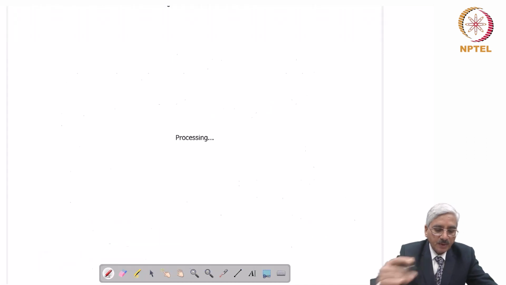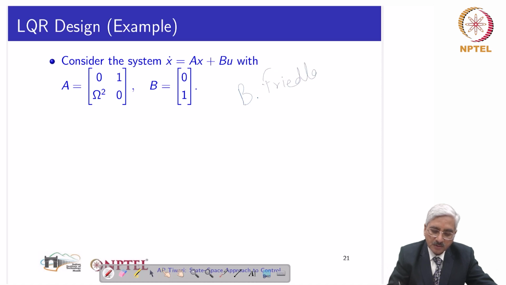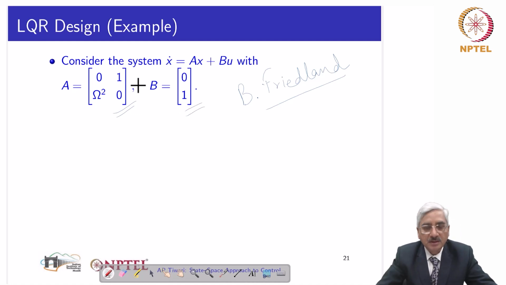So we take an example which is a second order system. I have taken it from the book by B. Friedland. I have given this reference earlier also. So this example comes from the book authored by Bernard Friedland. It is a second order system which is in controllable canonical form. Of course, it is not important for the design of the linear quadratic regulator.